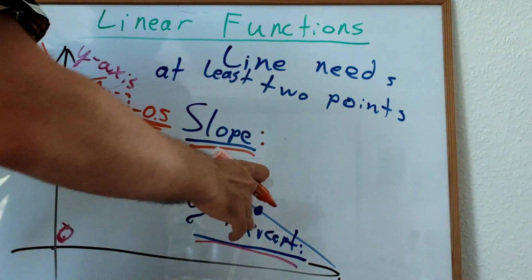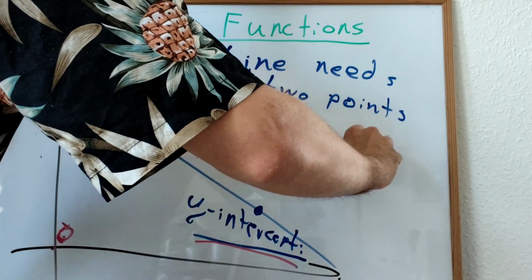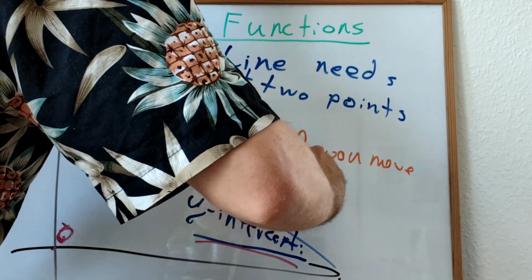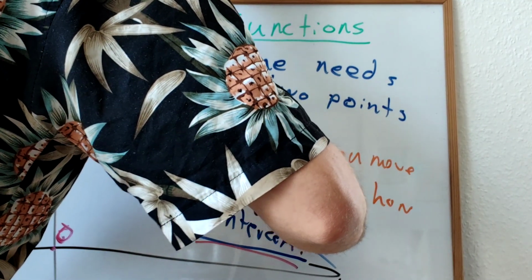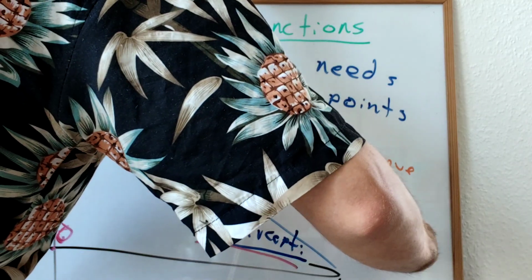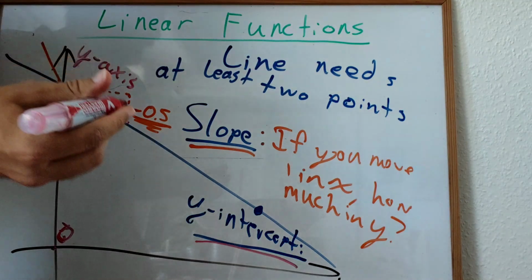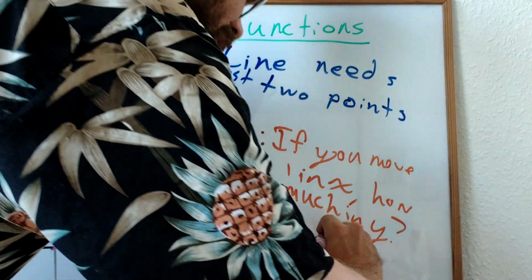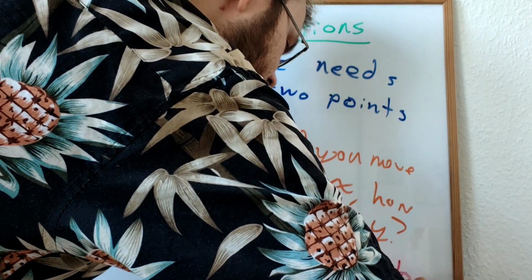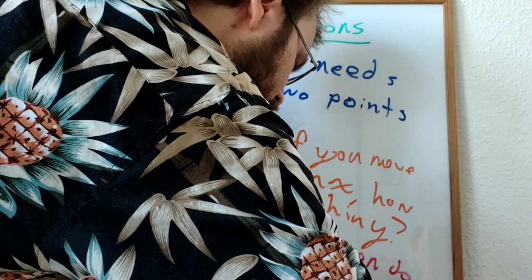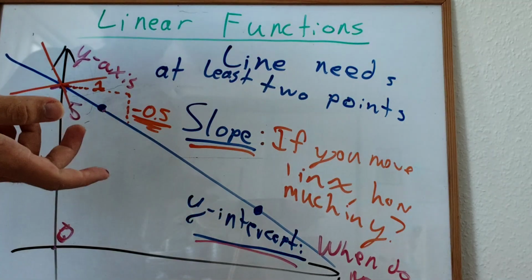Let's talk a little bit about how we would define these. I'm going to say slope is, if you move 1 in x, how much in y? For the y-intercept, I'm going to say, when do we cross the y-axis? And that's actually it. That's actually it, really.